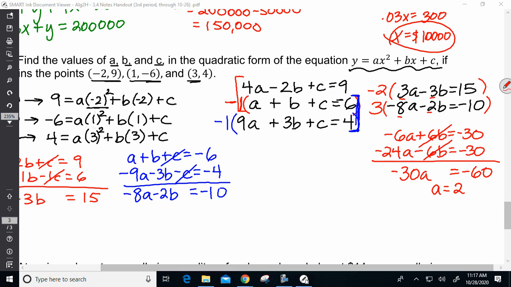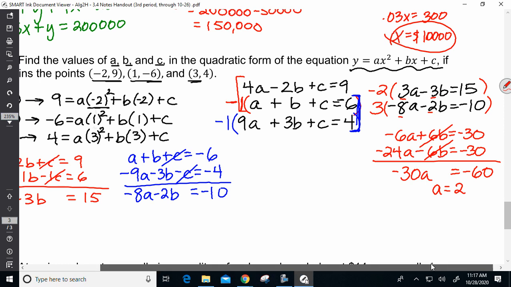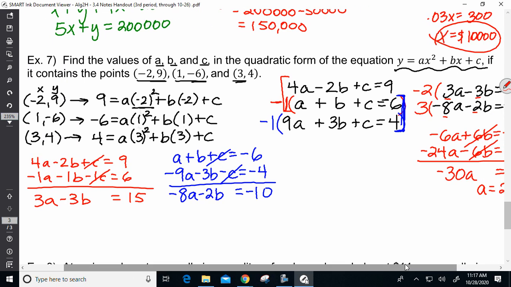So we're going to go back to one of the equations that we were previously working with. So since A is equal to 2, take 2, pick an equation, start working with it. 6 minus 3b equals 15. Negative 3b equals 9. So b equals negative 3. We got 2 parts. Now we just got to find the last one.